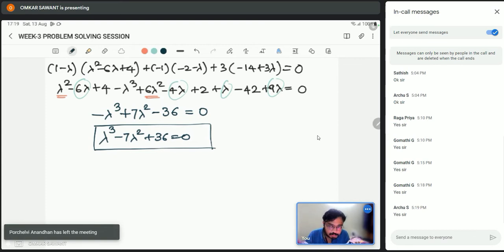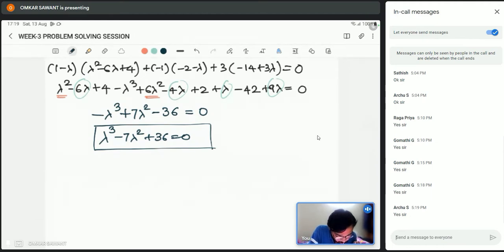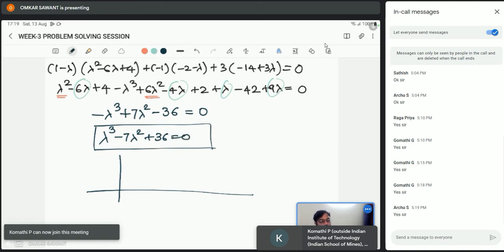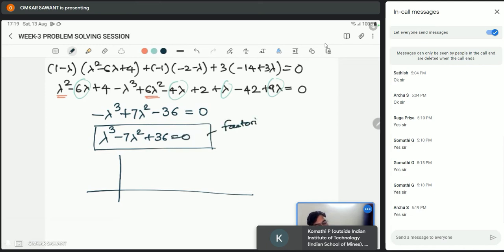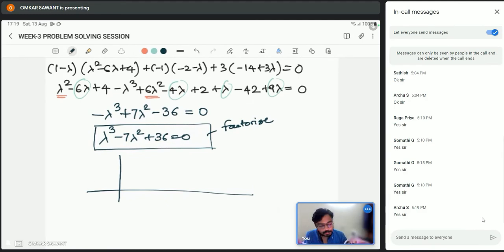So how will you factorize this? You need some divisor method, right? This is not our normal quadratic equation. This is a third power equation, so we need some divisor method. Just follow, this is very important to find the factors. Are you aware of this method? How to factorize this? Can anyone tell me the values after factorizing this?